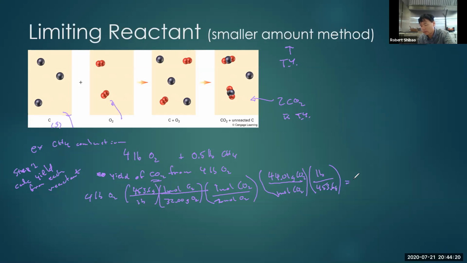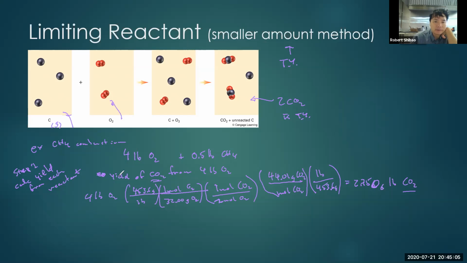And so this is going to be 4 times 453.6. Oh, actually, I don't need 453.6 because they cancel. So 4, let me just clear that. 4 divided by 32 divided by 2 times 44.1. 2.75. 2.750. Actually, I'm allowed 4 sig figs. 2.7506 pounds of CO2. If I take 4 as exact, let's do that.